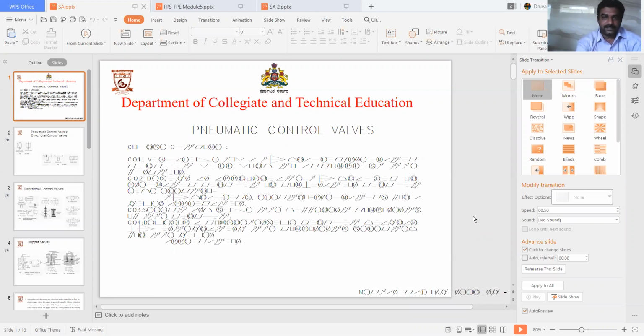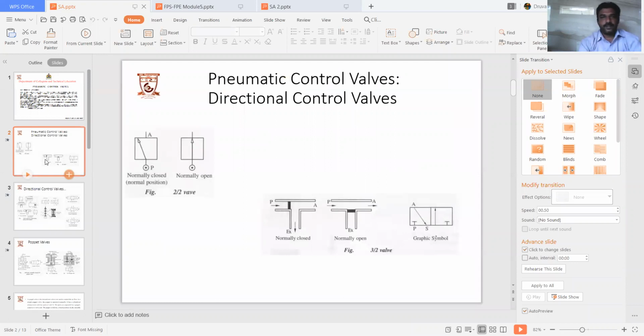So this presentation is on pneumatic control valves. You can see the symbols used for various valves. The first one shows the normally closed position. The second, the 2x2 valve, shows the normally open position. These two figures show the opening and closing of these pneumatic control valves.